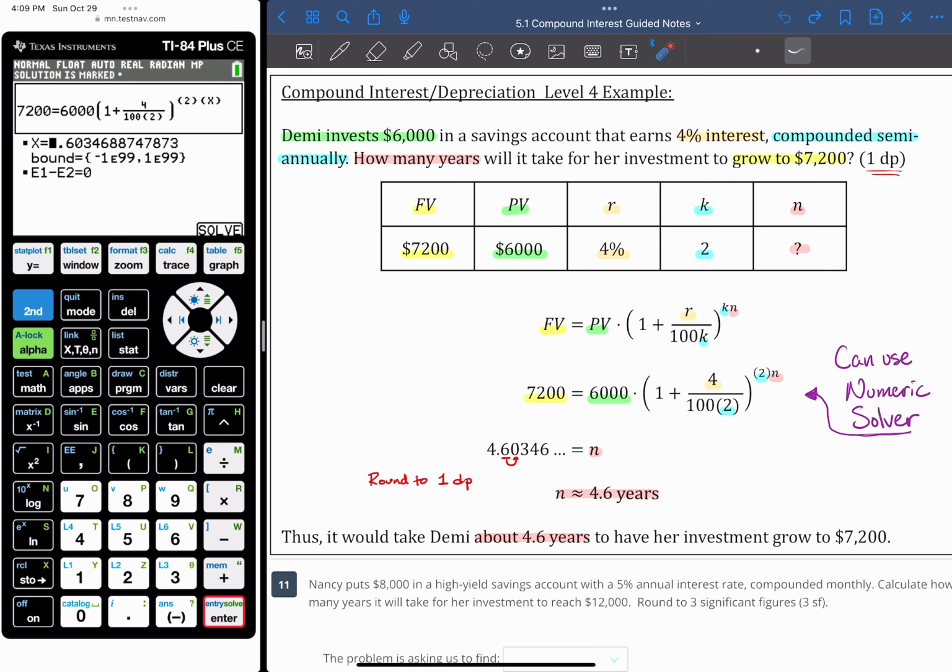I want you guys to try your skills with the next few problems. Remember, don't overflow your calculator, but if you do, you know how to change it.